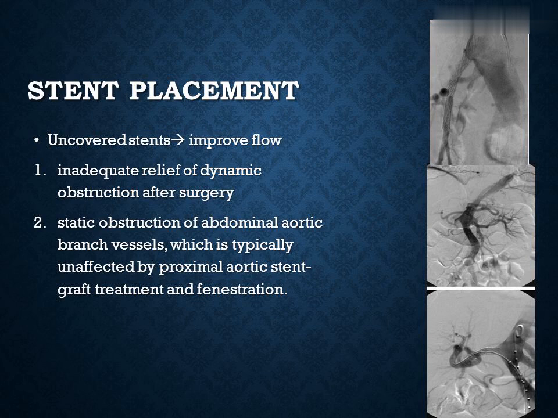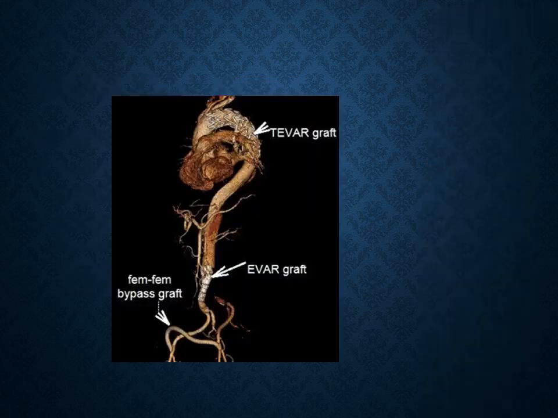The most common indications include: 1. Inadequate relief of dynamic obstruction after surgery, stent graft treatment, or fenestration, and 2. Static obstruction of abdominal aortic branch vessels, which is typically unaffected by proximal aortic stent graft treatment and fenestration. In most cases of symptomatic static branch vessel compromise, attempts are made to restore more normal flow dynamics by placing an uncovered stent via the aortic true lumen into the true lumen of the involved branch.